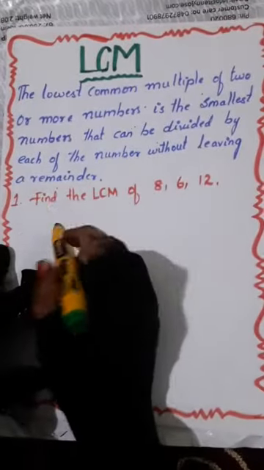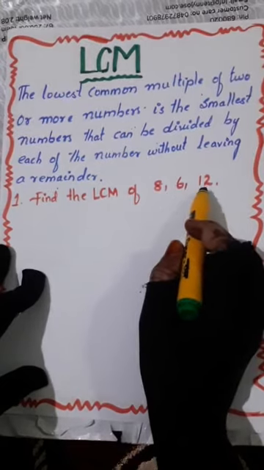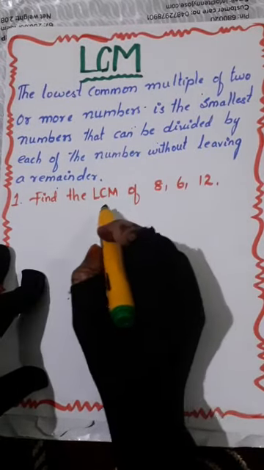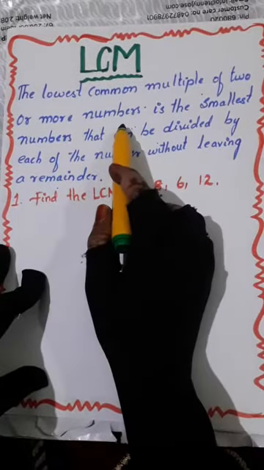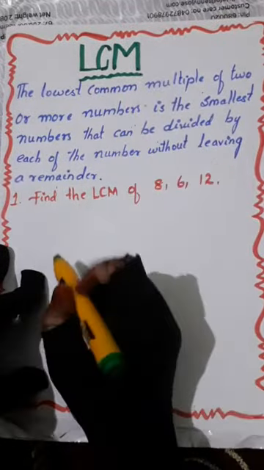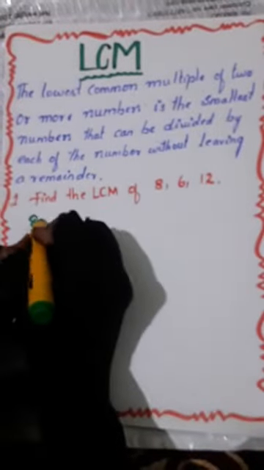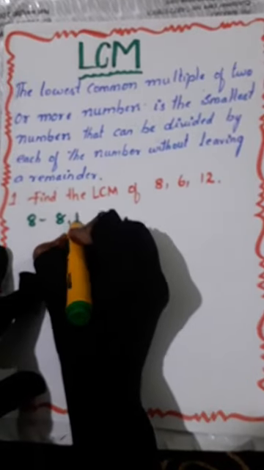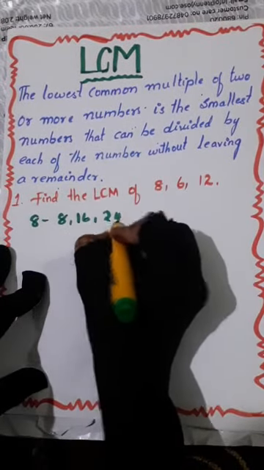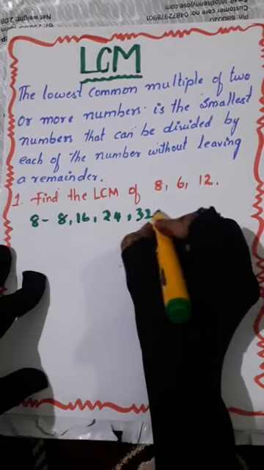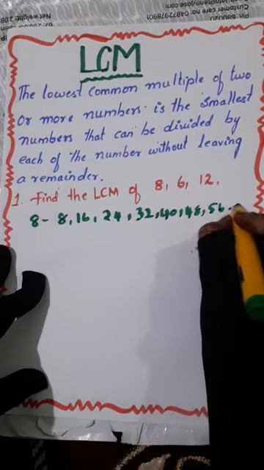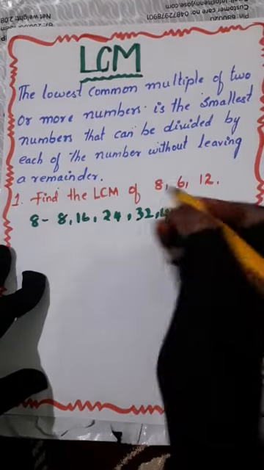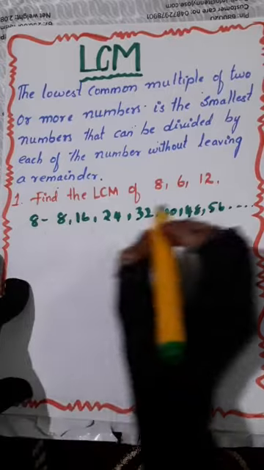Here the question is: find the LCM of 8, 6, 12. The lowest common multiple of two or more numbers; we have taken three numbers here. What we want is common multiples. So what are the multiples of 8? 8 ones are 8, 8 twos are 16, 8 threes are 24, 8 fours are 32, 8 fives are 40, 8 sixes are 48, 8 sevens are 56, and so on.